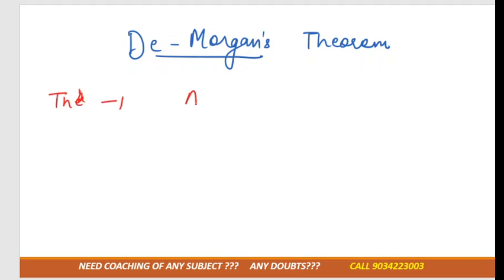Theorem 1, that is (A·B) bar must be equal to A bar plus B bar. Okay, I'm making it separate. If there is a dot, and a bar over it, then that would be converted into plus. If there is a plus and a bar over it, then that would be converted into dot. So dot bar means that would be added, and then B bar as it is. Okay, so this is basically De Morgan's theorem.